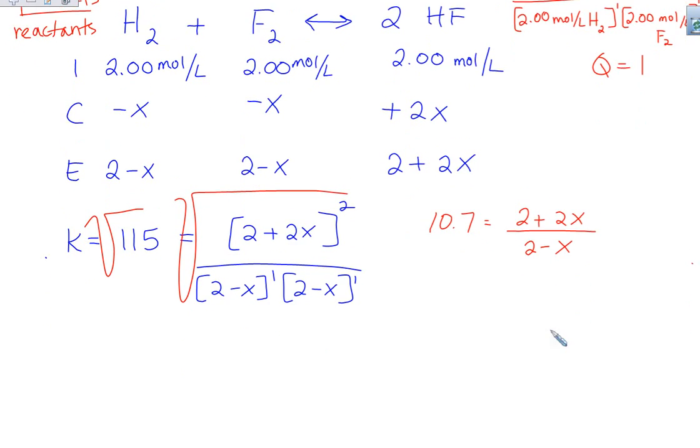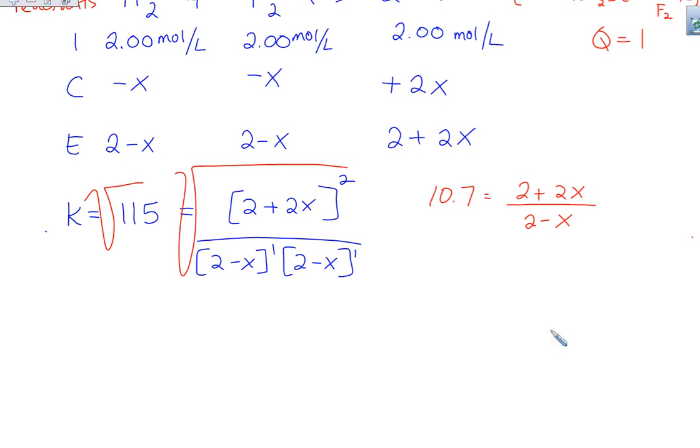Alright, so again, a little algebra, a little blast from your past. We'll cross multiply and say 21.4 minus 10.7x equals 2 plus 2x. And then let's combine like terms and all this fun stuff. I'll subtract the 2. Let's call this 19.4 equals. And then we'll add the 10.7 and say 12.7x. x then equals 1.53.